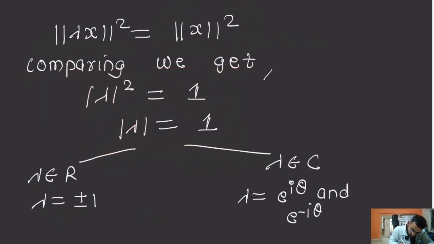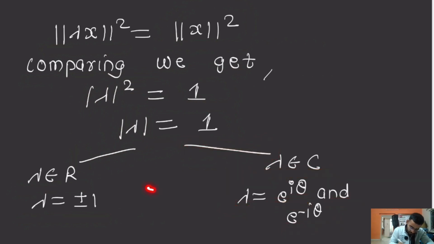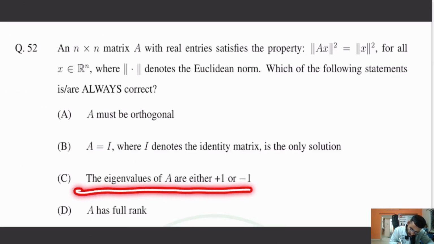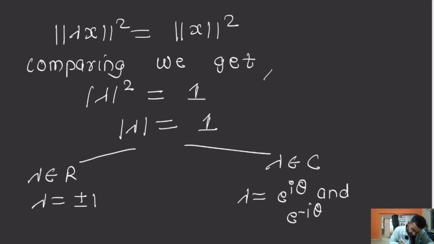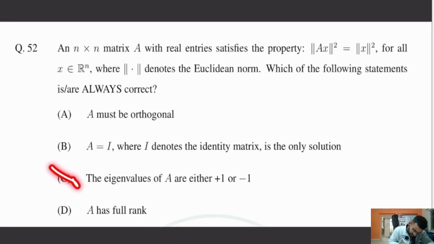There can be two conditions. If lambda is a real number, then lambda can be equal to plus or minus 1. If lambda is complex, then lambda can be equal to e power i theta or e power minus i theta. These two conditions are possible. So the option says the eigenvalues of A are either plus or minus 1, but it can be plus or minus 1 or it can be complex also. So this option is incorrect, hence option C is incorrect.